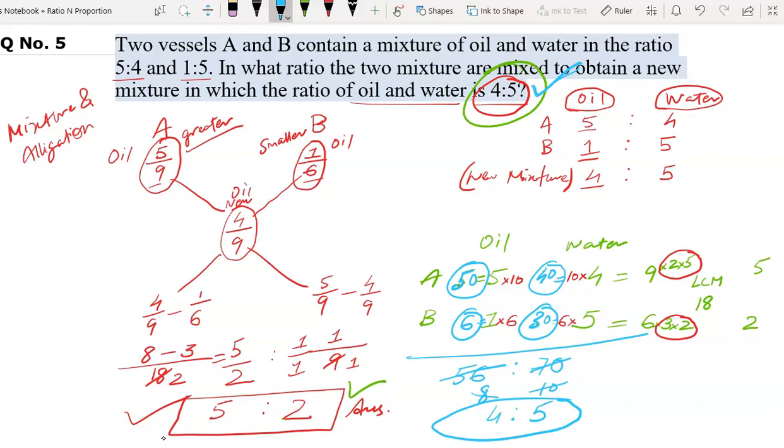Here we get the ratio of oil and water in the new mixture as 4 is to 5, and our answer is this. So this verifies the question. So we can use this alligation method to solve this. Whenever the question says to find the ratio of the two mixtures, then we need to use this alligation method. And if we need to find the ratio of oil and water or milk and water in the new mixture, then we will follow this method.